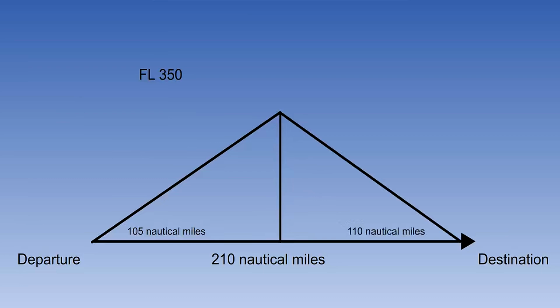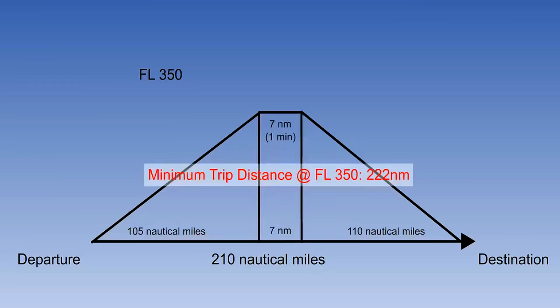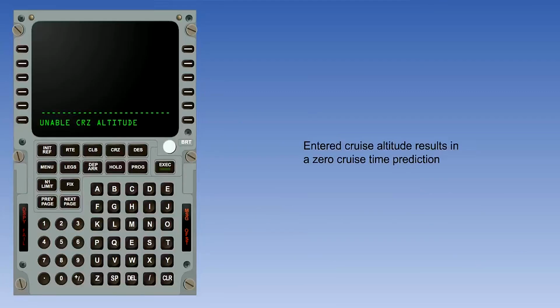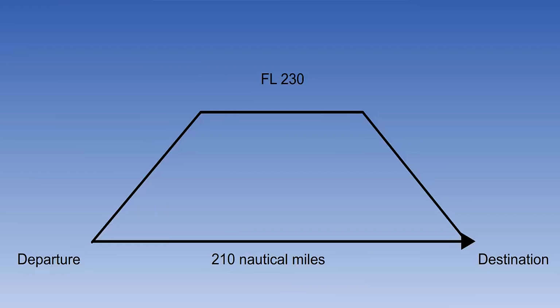It also calculates the descent distance taking into account the same factors. Typically, this might be 110 nautical miles. However, the computer works on a minimum acceptable cruise time of 1 minute, which is usually about 7 miles. This would give us a minimum trip distance of 222 miles. We would therefore get an unable cruise altitude message. If we then select a lower altitude, it should work.